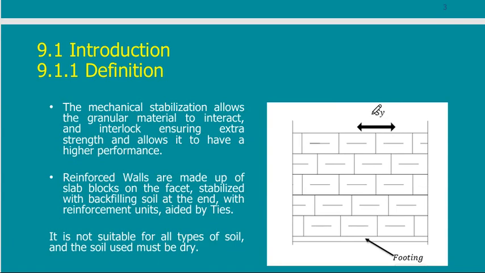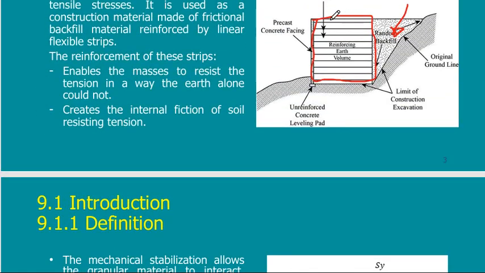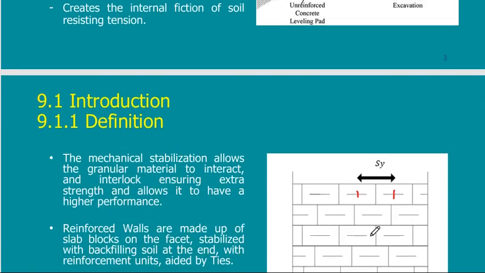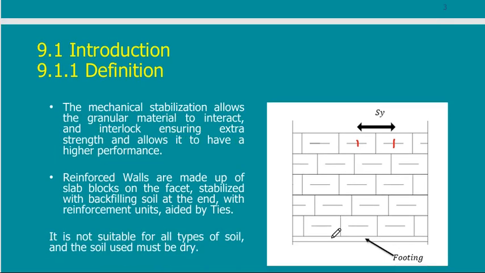What we need to know is SY. SY is the horizontal spacing between the facing. If this is one facing, and this is the center of the next facing, SY is the distance between the centers of the facing, and actually the center is the point of connection of the reinforcing strips. So behind this point I have a horizontal strip. Behind this point I have another horizontal strip, and so on for all points.